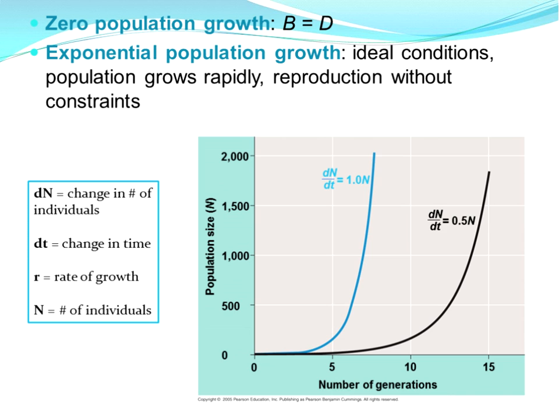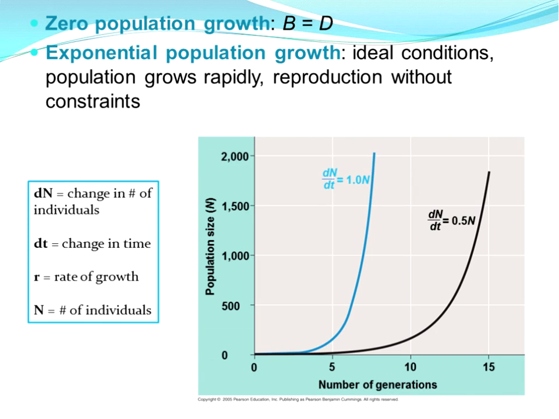Zero population growth is when the births equal the deaths. So there's no population growth at all if those two numbers are equal. Exponential population growth is one of the curves that we talked about. When we look at this, we can see that the population size is growing at an exponential rate over the number of generations, and it just continues to grow. Basically this is when there are ideal conditions, the population is growing very rapidly, and there are no reproduction constraints.